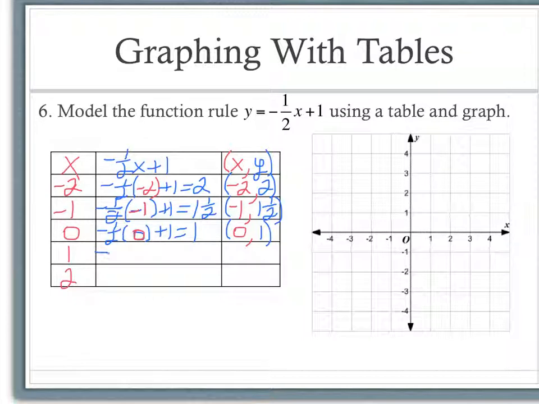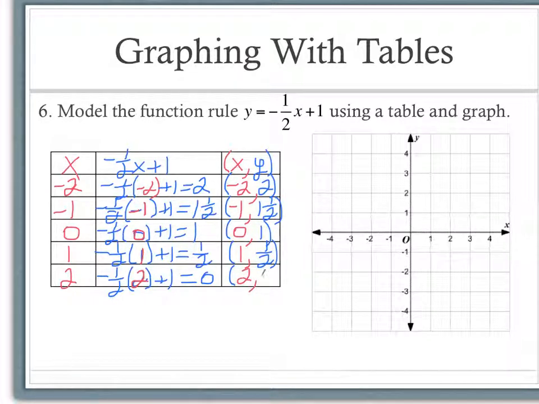Then same thing with the positive one, negative 1/2 times 1 plus 1. We will get a positive 1/2. So here our ordered pair is 1, comma 1/2. And finally, negative 1/2 times 2 plus 1. We get 0. So our ordered pair here is 2, comma 0.